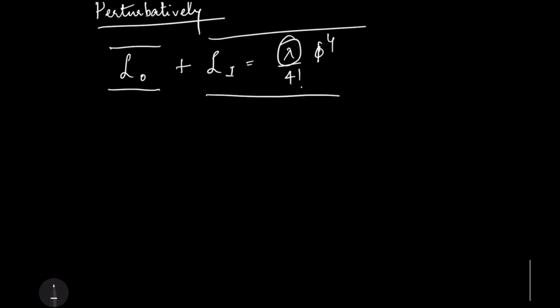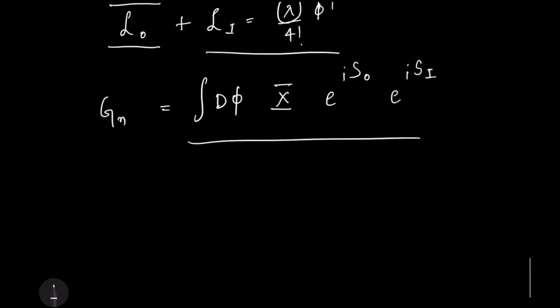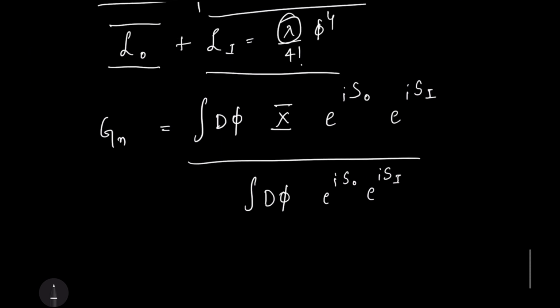Fine. Then if that is the case, G_n is equal to the integral D phi, you have the time ordering, then e raised to iS, so iS can be written as iS_0 plus iS_I, right? The free theory part and the interacting part, divided by the integral D phi e raised to iS_0 times e raised to iS_I. Okay, so this time ordering times e raised to iS_I can be considered as another X.